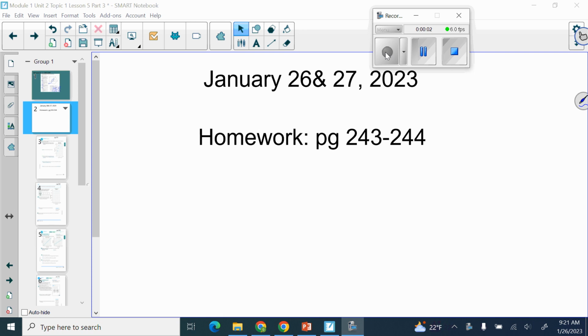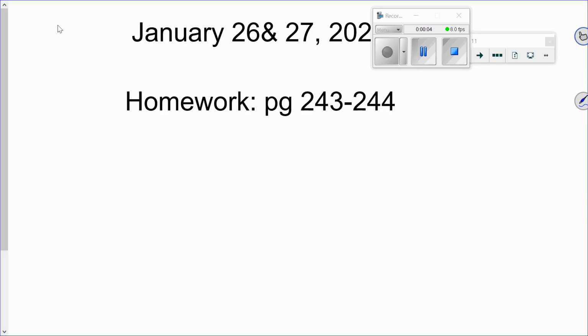Okay, guys, today's homework, really simple. The last 2 pages of this section, we're doing page 243, 244.